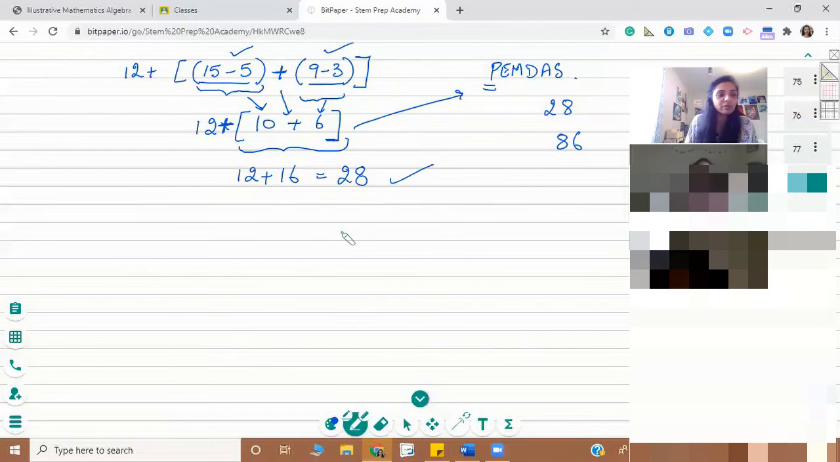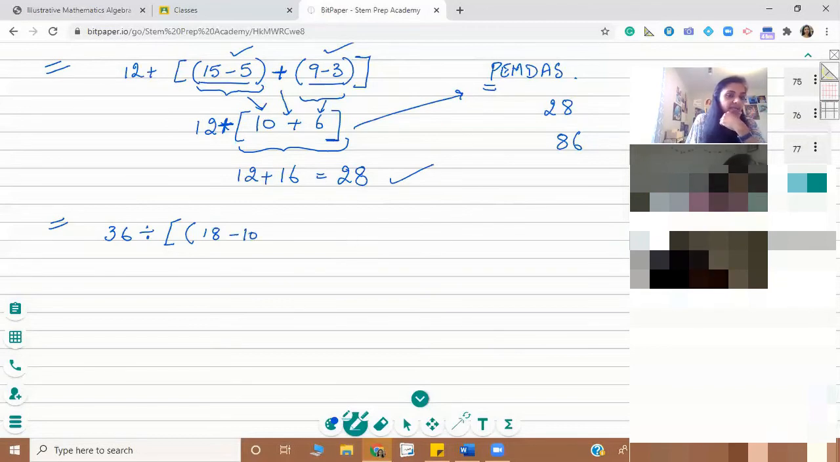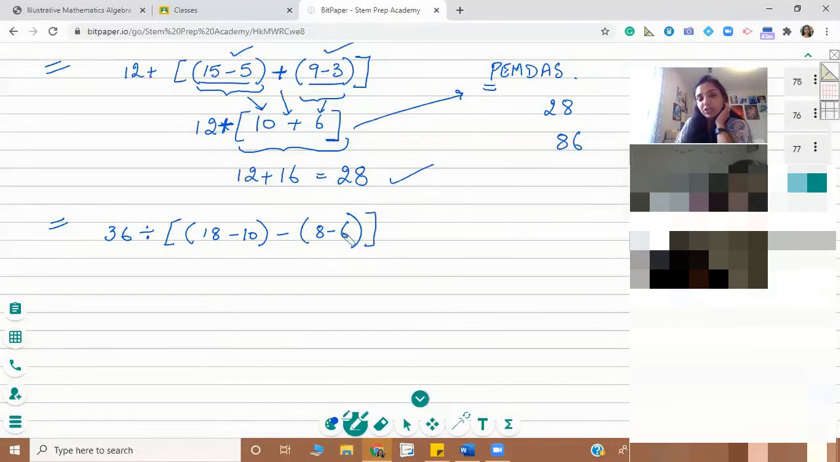Okay, let's try one more question. The question goes like this. It says 36 divided by, big bracket, small bracket, round bracket, that is 18 minus 10, round bracket closed, minus, there is one more inner bracket, which is 8 minus 6, and close the bigger bracket. Now make sure you are getting rid of the innermost bracket. I'm done.